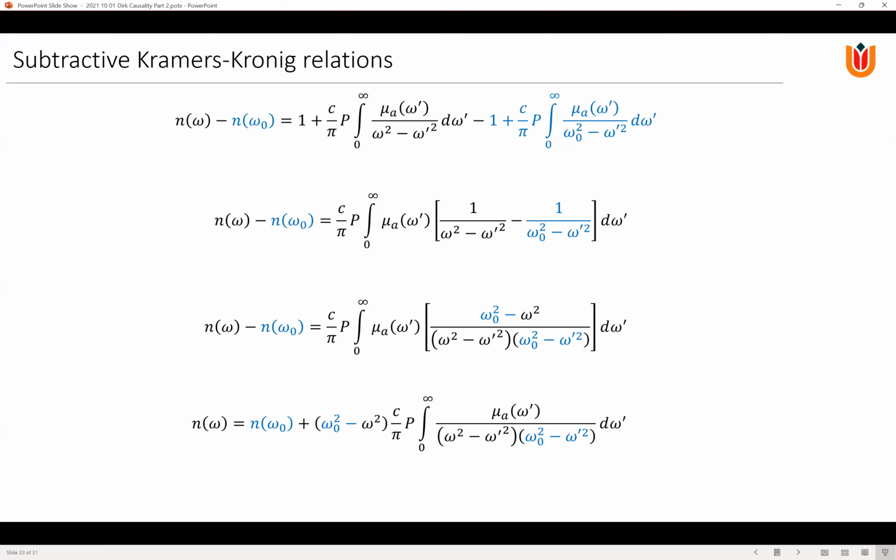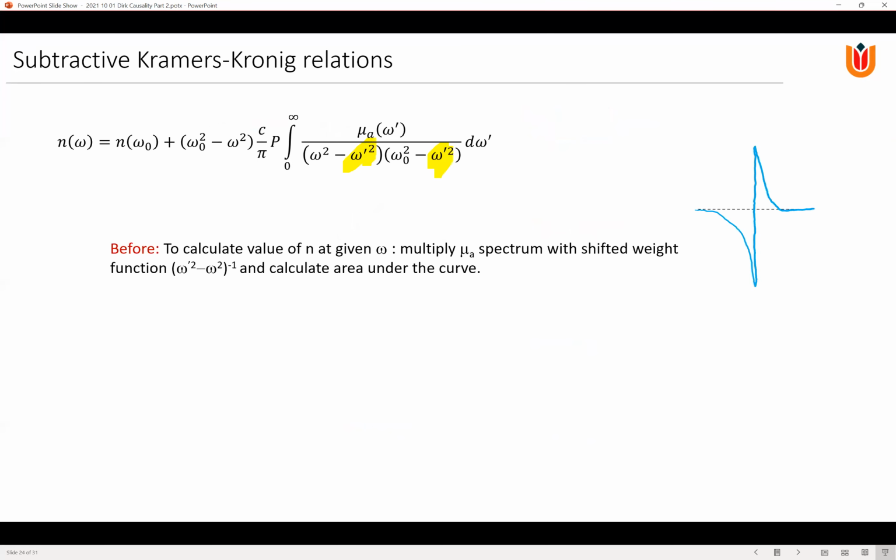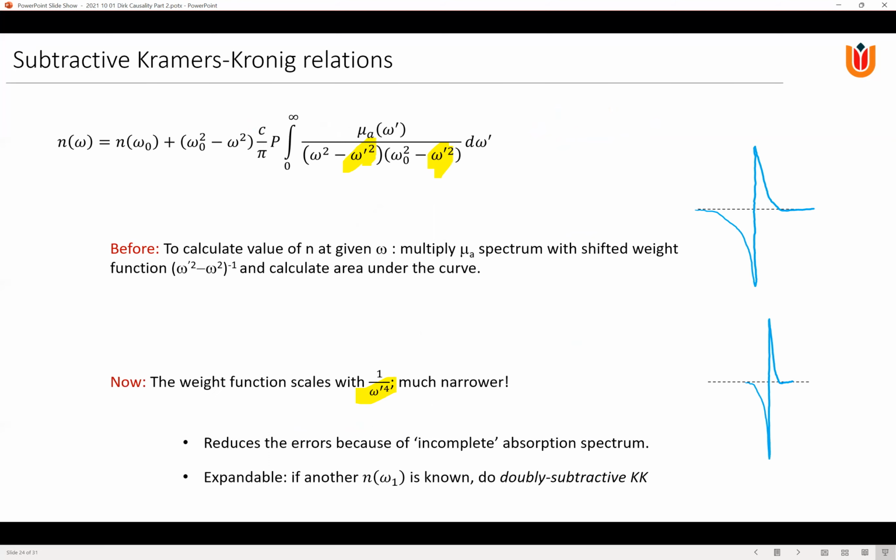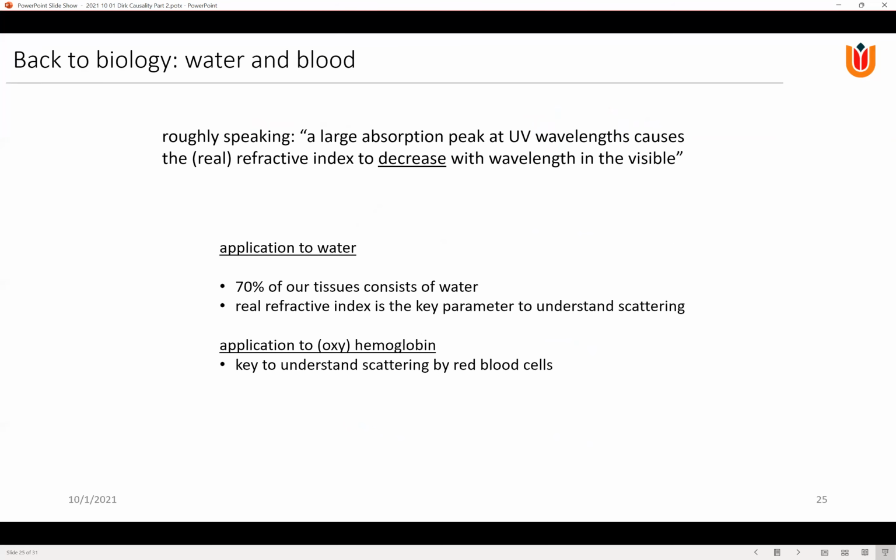We tried to do a very precise measurement at a given wavelength and use that to scale the curves to their right value. This is what you just said. Much narrower. You get much better weighting and a much better integration. Okay. A few remarks before we have a break.